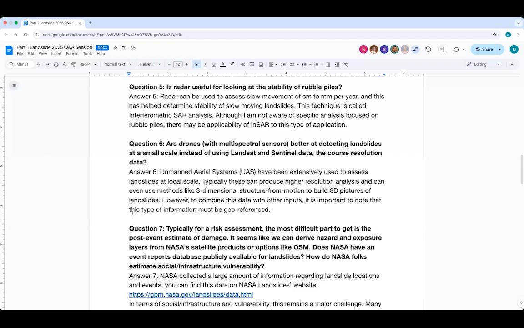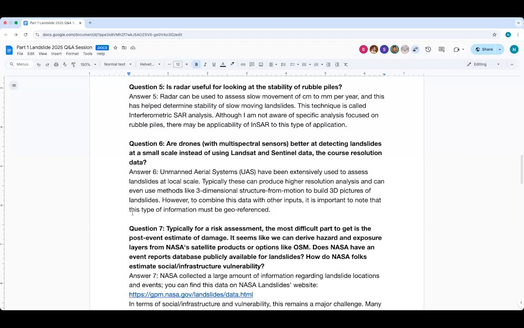But I would say that the applicability of InSAR processes to that kind of slow movement of these potential hill slopes, or in this case, rubble slopes, may be relevant. So I think there's certainly an avenue to explore that. But as I say, I'm not personally aware of any research that has addressed that.